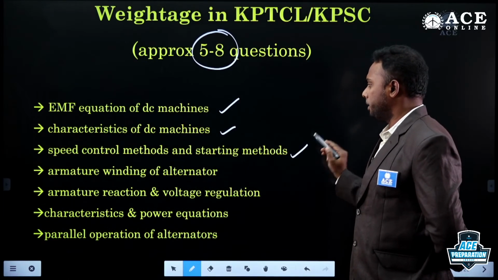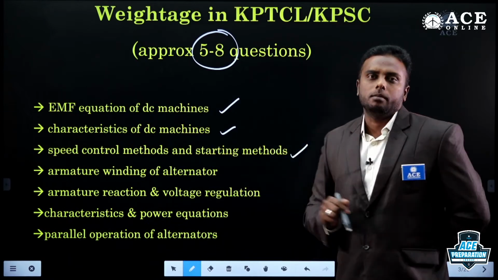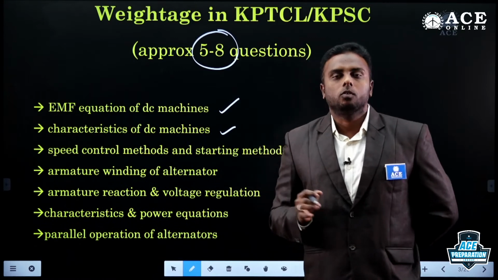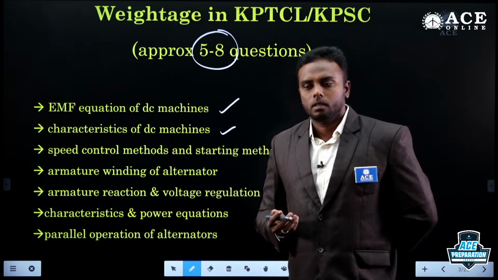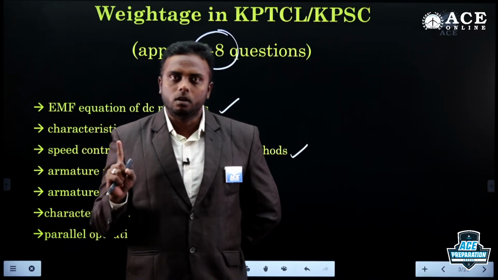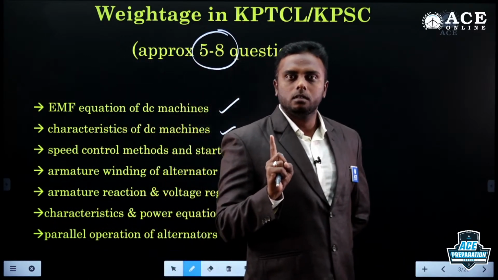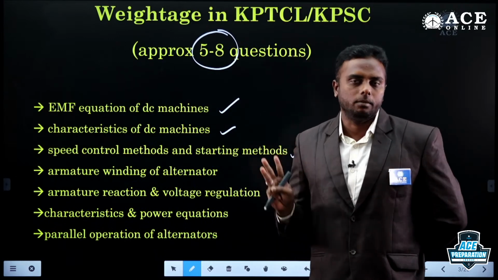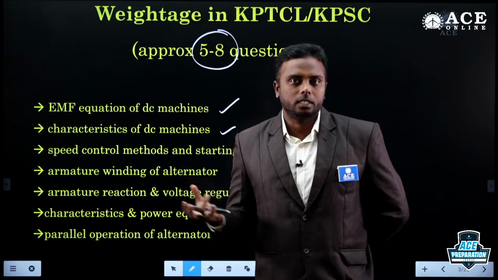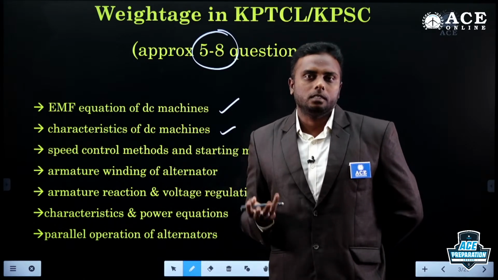Next, speed control methods and starting methods. How to control speed of DC motor? We have mainly 3 methods available: flux control, armature resistance control, and voltage control method. So these 3 methods. But if you go to induction motor, as we have seen previously, there are many methods.